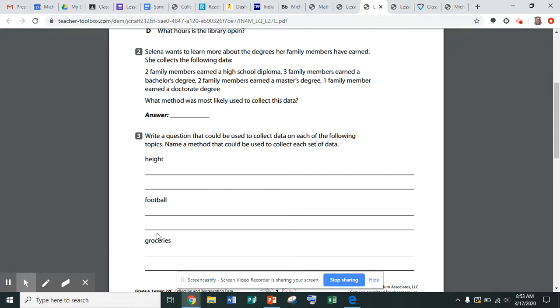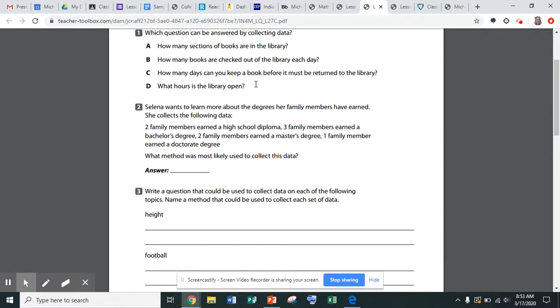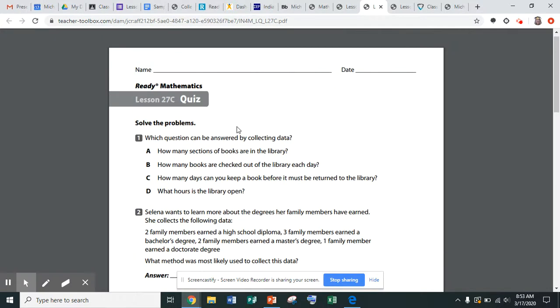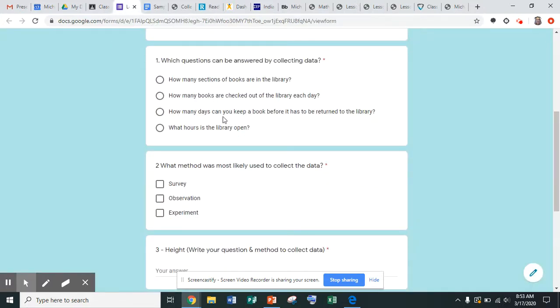And then groceries. I want you to write Mrs. Davis and me a question, and then tell us how you would collect that data, either survey, observation, or experiment. So that is the quiz for today. Again, you can pull this up at any time if you need to, but I wanted to read the questions aloud to you, and then you will answer them on this Google form.